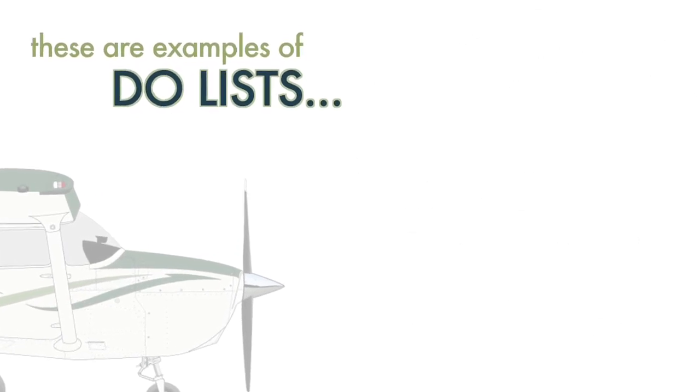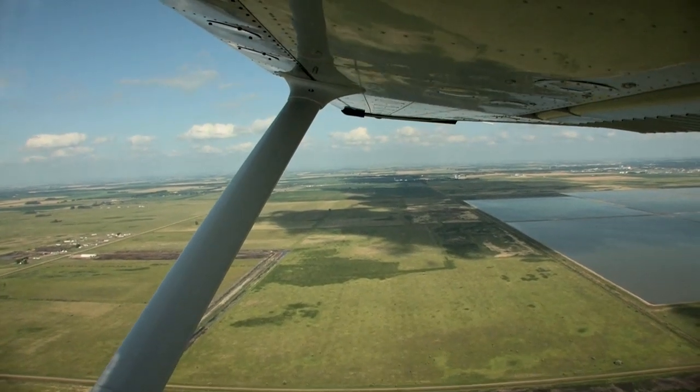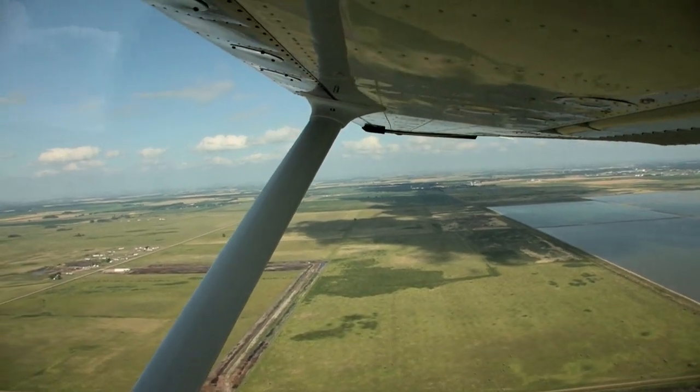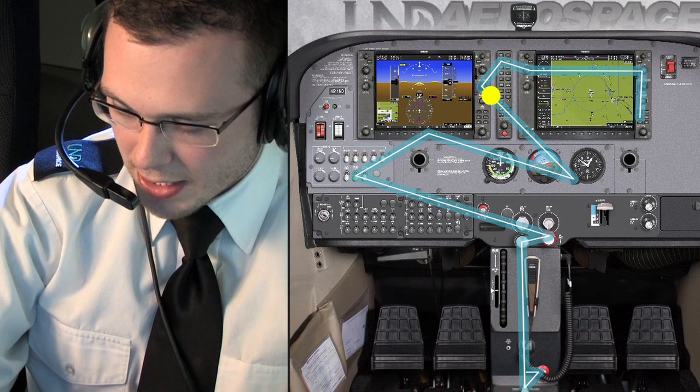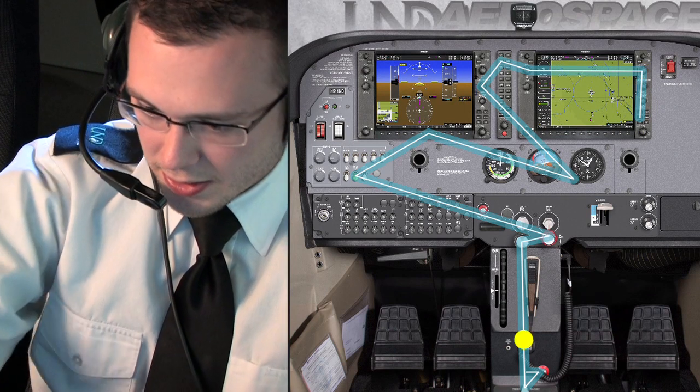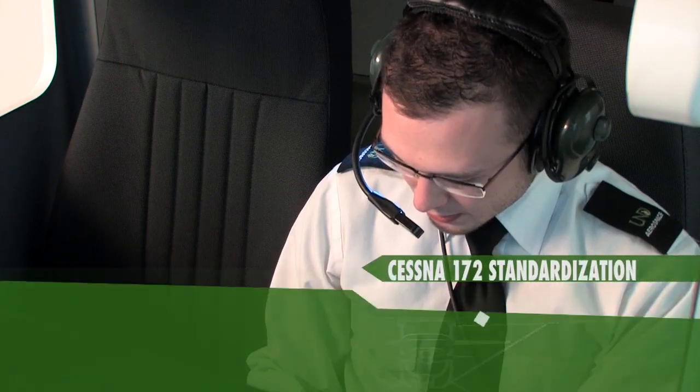A flow pattern, on the other hand, is a two-step process. The pilot first configures the cockpit by completing a memorized sequence through the cockpit controls. Upon completing the flow, the pilot then verifies these checklist items by referencing the appropriate checklist.